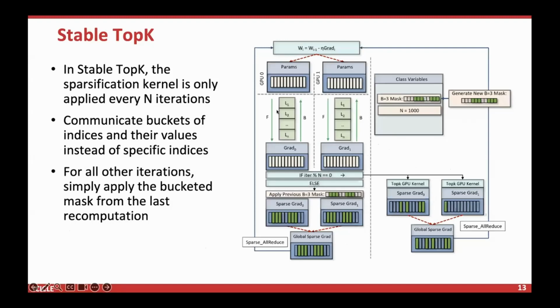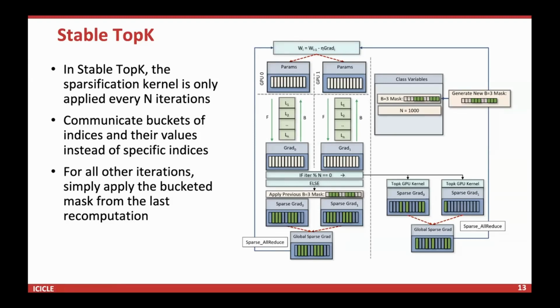Cool. So to implement Stable-TopK, the sparsification kernel is only applied every n iterations. Like I said, because we assume it's stable, we only update the buckets that we're communicating every n iterations, and we communicate buckets of indices and their values instead of specific indices.